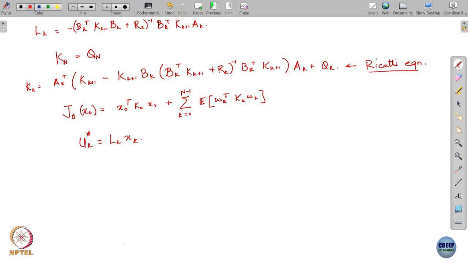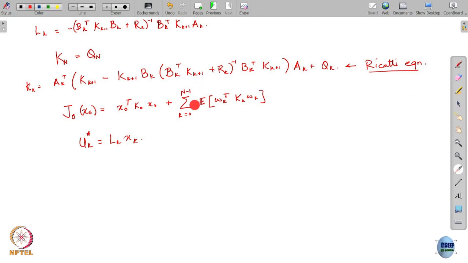Now, there are a few other things to note here which are not related much to optimization, but are more about this structure. Notice that L k has no dependence on the W's. You notice the way the noise appears in the problem is that it somehow drops out of a lot of the calculations and only keeps adding up as an additional term here. So, if the noise was deterministic, meaning the variance was 0, this last term would vanish, and you would be left with just this particular term, x0 transpose K0 x0, where K0 would have to be calculated recursively through this Riccati equation.